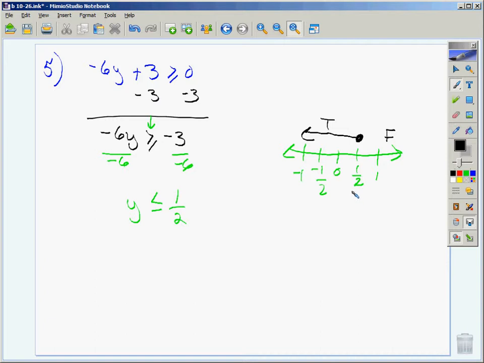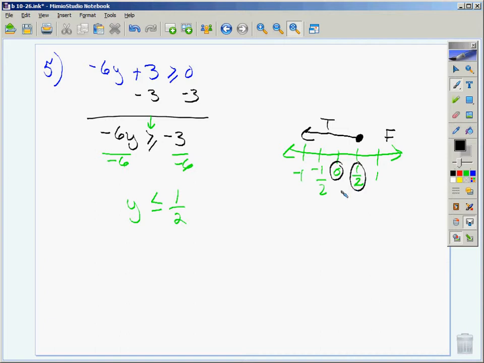So they said y equals 1. That's on the false side. I wouldn't circle it. They said y equals a half. This was a filled-in circle, so I would circle the half. And they said y equals 0. That's also on the true side, which is why 0 and a half would both be true statements.